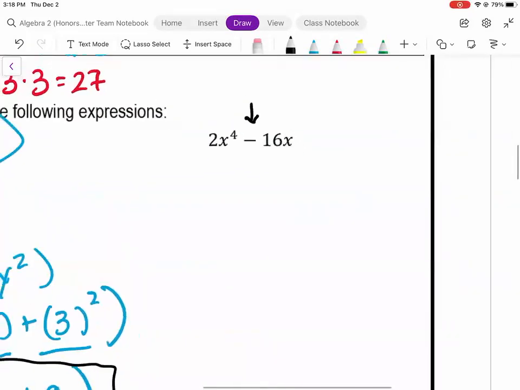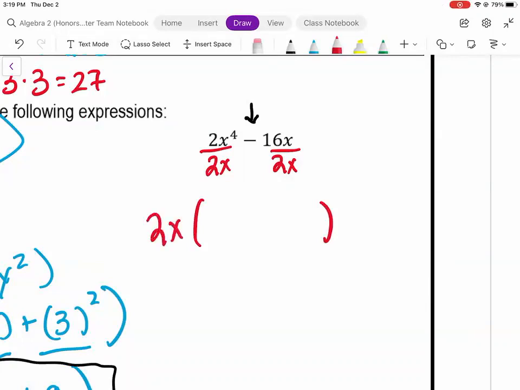So I noticed that there's actually a common factor. My common factor is 2x. So I can actually take a 2x out of the two expressions, or out of the two terms. So if I divide that by 2x, and remember, when you do that, you're still going to have the 2x, it's just going to be outside. So we're left with 2x to the power of 4 divided by 2x, which is just x to the power of 3. Minus 16 divided by 2, which is 8, and then x divided by x is just 1, so that's gone. And this is what I'm left with.